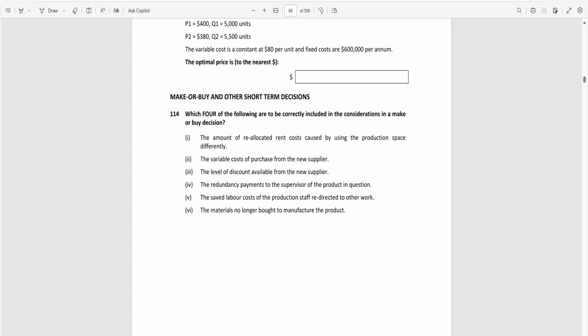So in today's video, I will solve a few questions related to the make or buy decision, and this is from the ACCA PM subject, that's also known as F5.